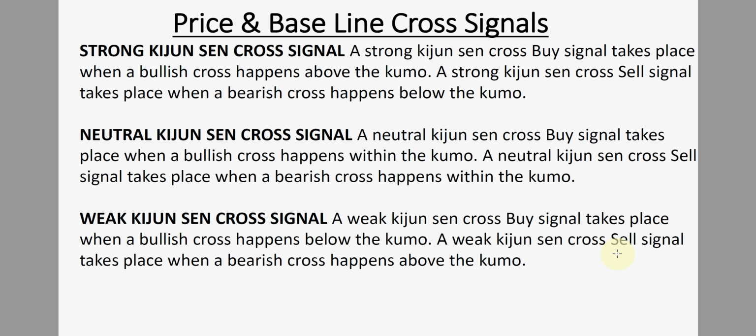Also, we have three types of signal for this type of crossing. We have the strong, the neutral, and the weak. As usual, when we have a bullish crossover above the Kumo, we say it is strong. When we have the bearish signal below the cloud, we say it is strong. When the crossing happens in the cloud, we say it is neutral. And when the crossing happens in the wrong direction of the cloud, we say it is weak.